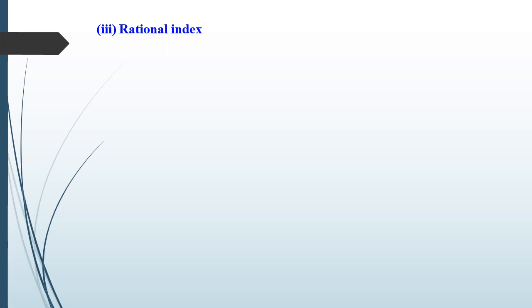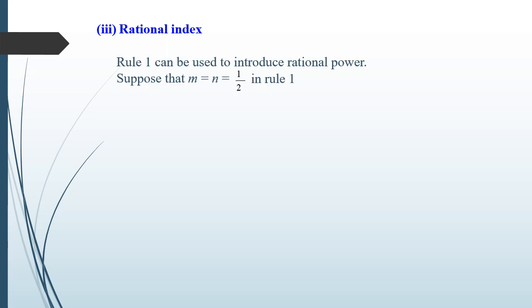Rational index. So rule 1 can be used to introduce rational power. Suppose that m equal to n equal to 1 over 2 in rule 1. So a power of 1 over 2 multiplied with a power of 1 over 2 equal to a power of 1 over 2 plus 1 over 2. So it will be a power of 1. Means that a power of 1 over 2 equal to square root of a.